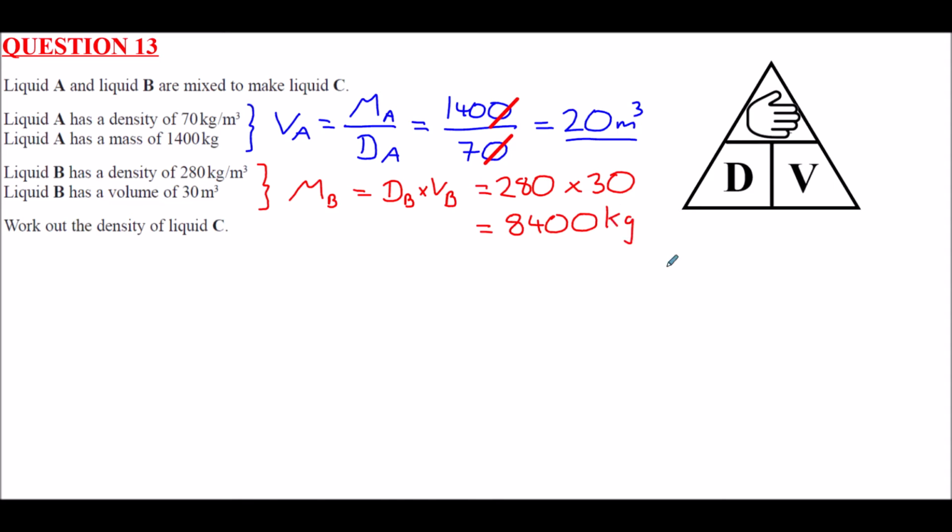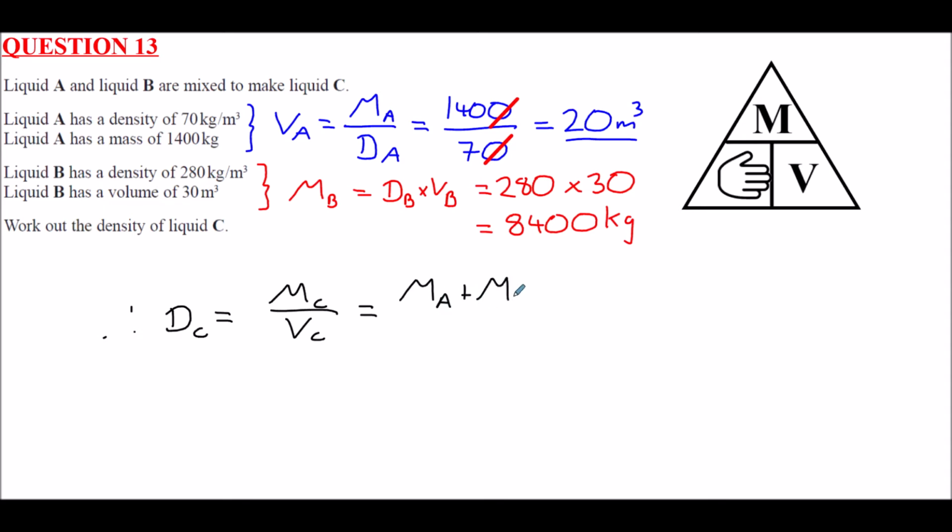Finally, to work out the density of liquid C, we can just cover up D for density, and it's going to be the mass divided by the volume. So density of C is mass of C divided by the volume of C. But because C is the mixture of A and B together, the mass of C is just the mass of A plus the mass of B, and the volume of C will be the combined volume of A plus the volume of B.